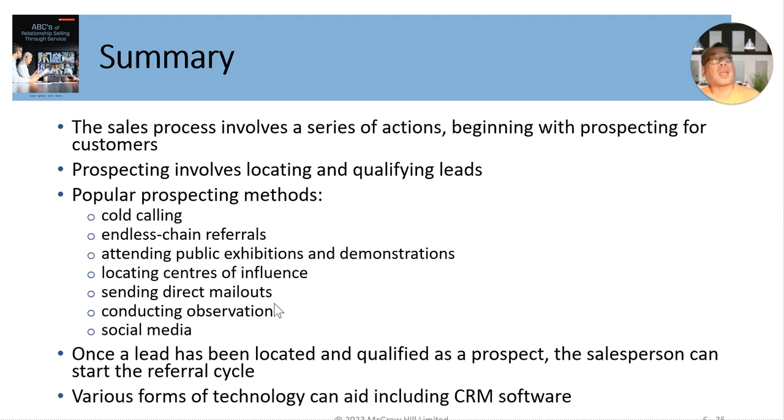In summary, the sales process involves a series of actions, beginning with prospecting for customers. Prospecting involves locating and qualifying leads. The popular prospecting methods, and this is what I always use, are cold calling, and then endless chain referrals, public exhibitions and demonstrations, locating the center of influence, sending direct mail-outs, conducting observation, as well as social media. Once the lead has been located and qualified as a prospect, the salesperson can restart the referral cycle. There are various forms of technology that can be used to aid, such as CRM technology. So that's basically the summary of this chapter.